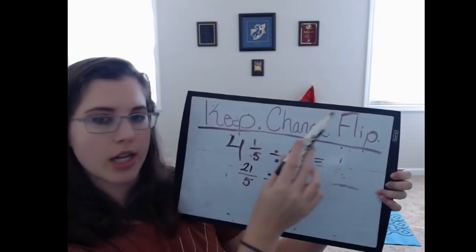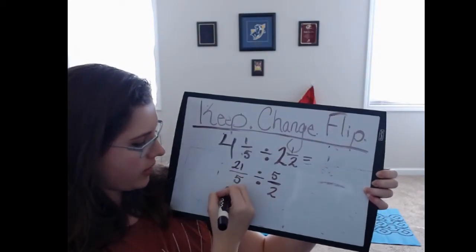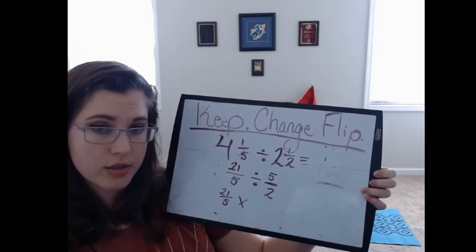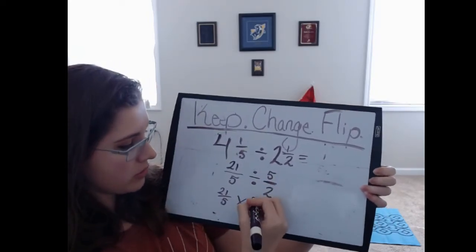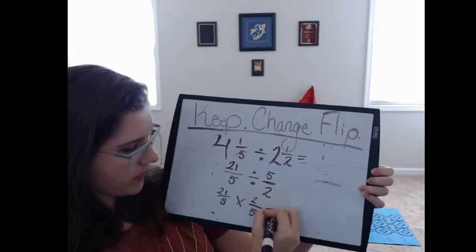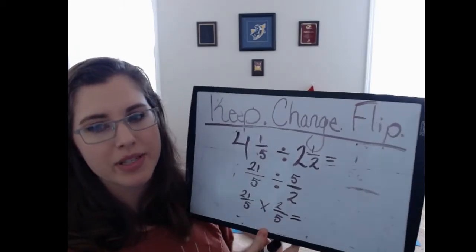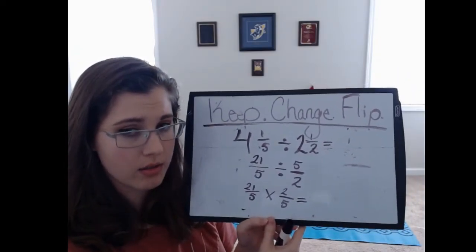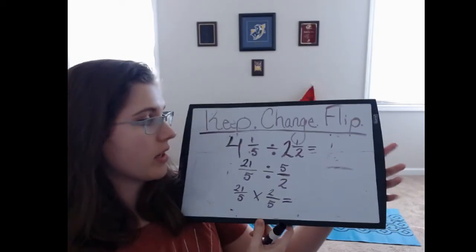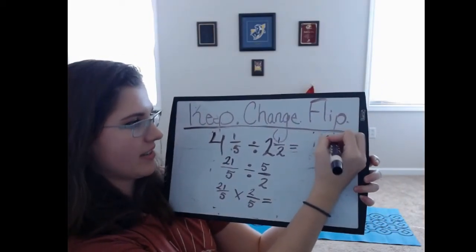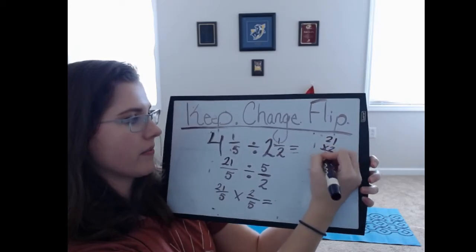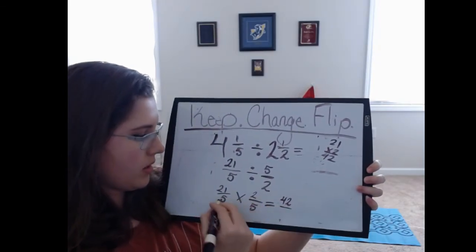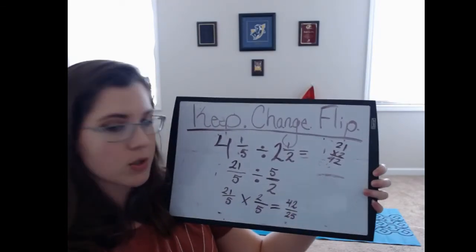Now we can keep, change, flip. 21 over 5 stays the same. Division changes to multiplication. And 5 over 2 becomes 2 over 5. Ta-da! But now we got to multiply this out. 21 times 2 is going to be 42, I believe. But now I'm questioning myself, so I'm going to do it off to the side. 21 times 2, yep, 42. And then your denominator is going to be 25.